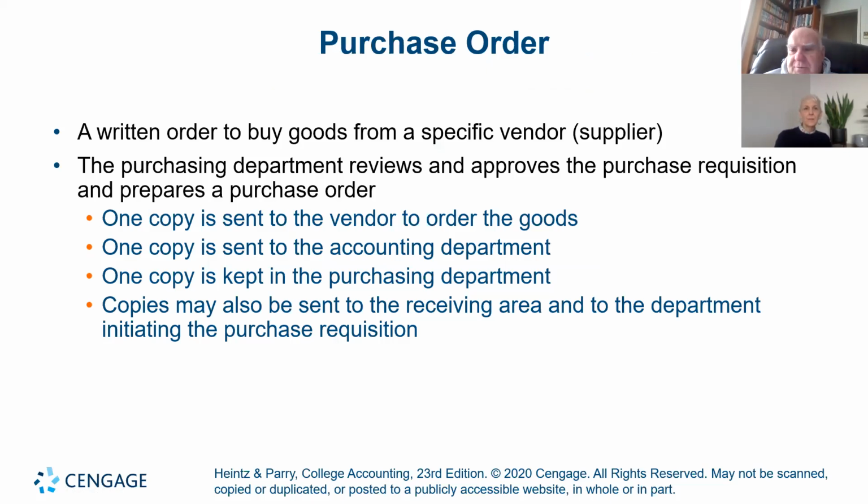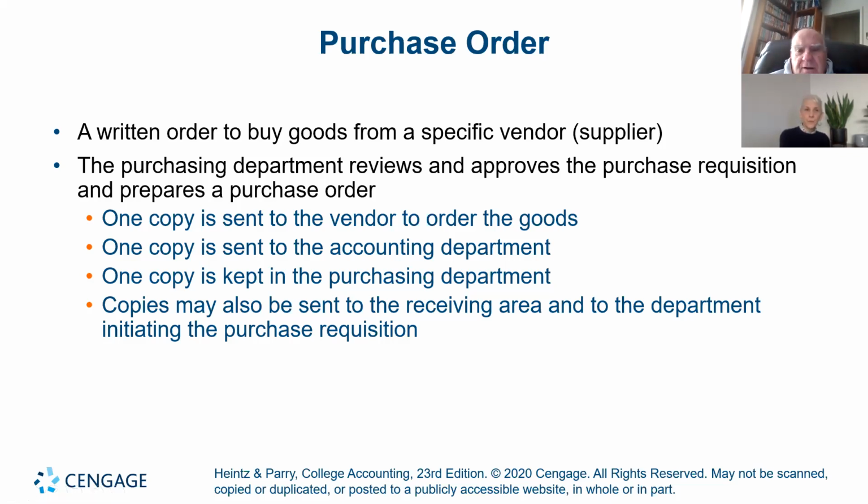Purchase order. Now, once it's approved, the purchase order, and you use purchase orders probably in your business, no, Lori? Well, that's the contract now, huh? It's a written order to buy goods from a specific vendor. The purchasing department reviews, approves the requisition, and prepares the order. And they talk about the old-fashioned movement of paper around. But obviously you send one to the vendor. That's how you order what you want to buy. And then the accounting department probably gets one, and probably the warehouse downstairs too, the receiving area. Copies may also be sent to the receiving area and to the department.